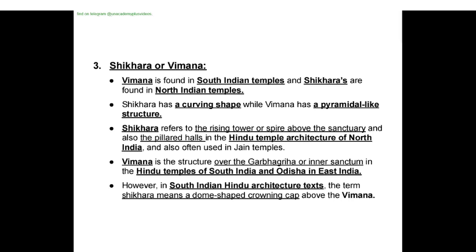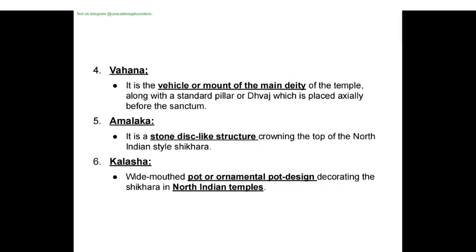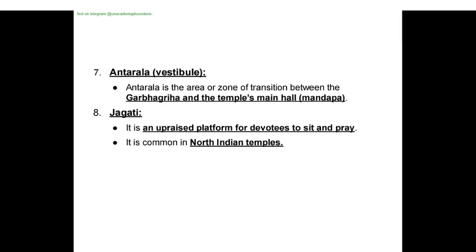Vimana is the structure over the Garbhagriha or inner sanctum in the Hindu temples of South India and Odisha in East India. However, in South Indian Hindu architecture texts, the term Shikhara means a dome-shaped crowning cap above the Vimana. Vahana. It is the vehicle or mount of the main deity of the temple, along with a standard pillar or dhwaj which is placed before the sanctum. Amalaka. It is a stone disc-like structure crowning the top of the North Indian style shikhara. Kalasha. A wide-mouthed ornamental pot design decorated the shikhara in North Indian temples.